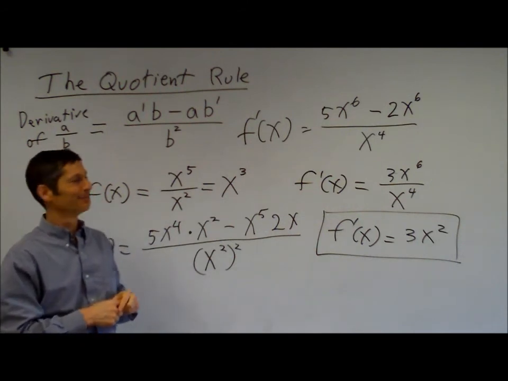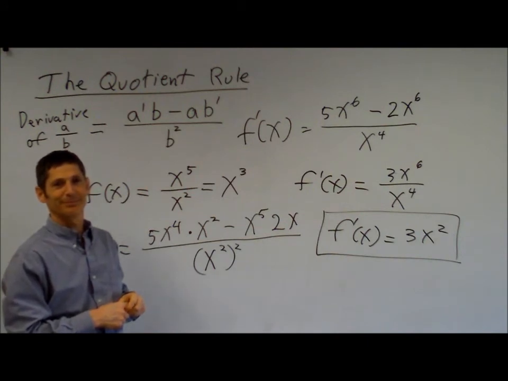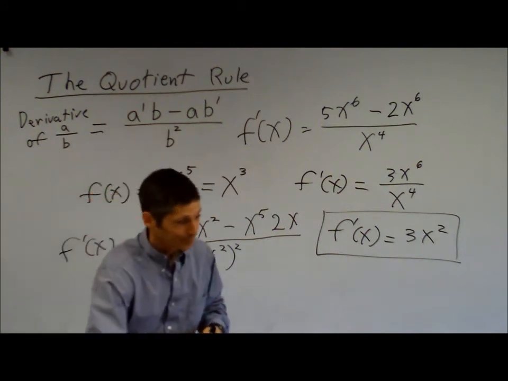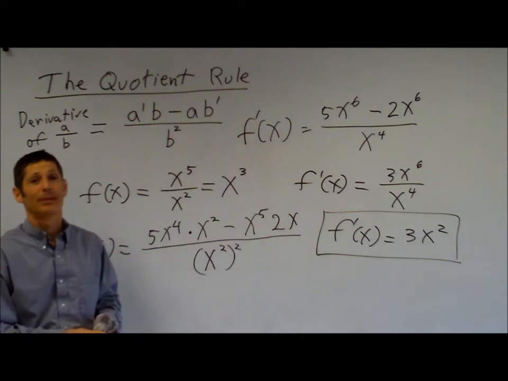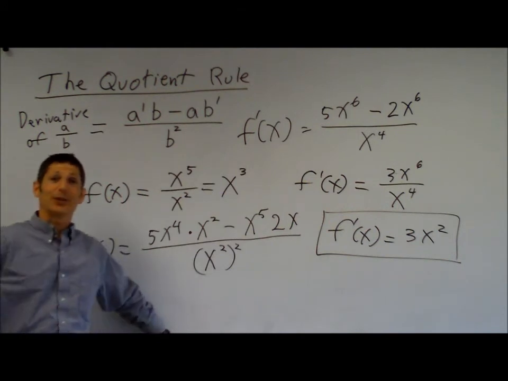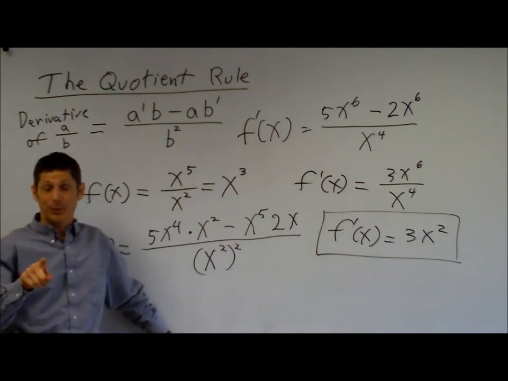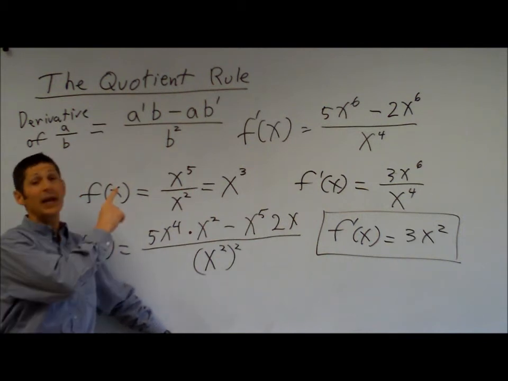It's great. All right. So why, Mr. Haas, if you could just take the derivative so easily there by simplifying first, why do we have this quotient rule? Well, that's an excellent question, Ms. Stewart. Thank you. In a moment, we're going to see an example where you can't simplify first.